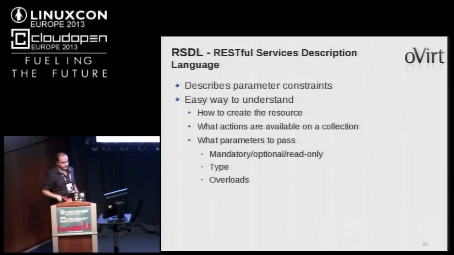Basically, it describes the parameter constraints that you have using the REST API, and it helps you understand how you can create a resource, what actions are available on a specific collection, what parameters you need to pass, which one is mandatory, which one is optional, which ones you can't really change, they're read-only.